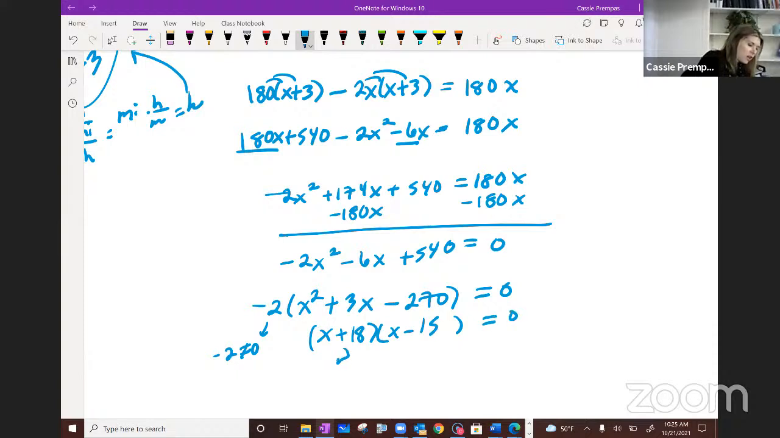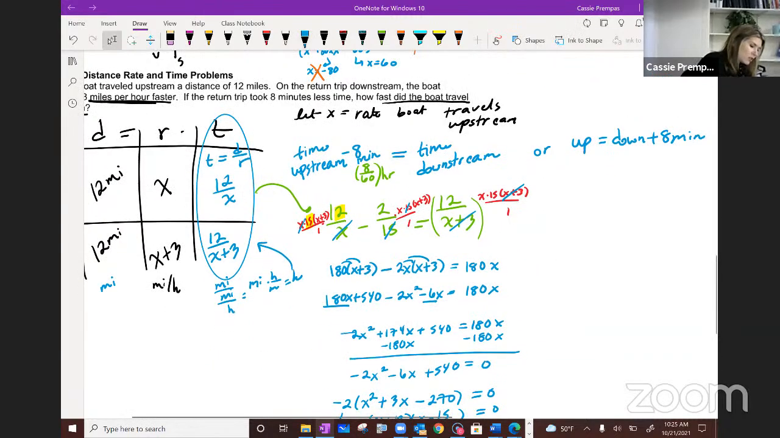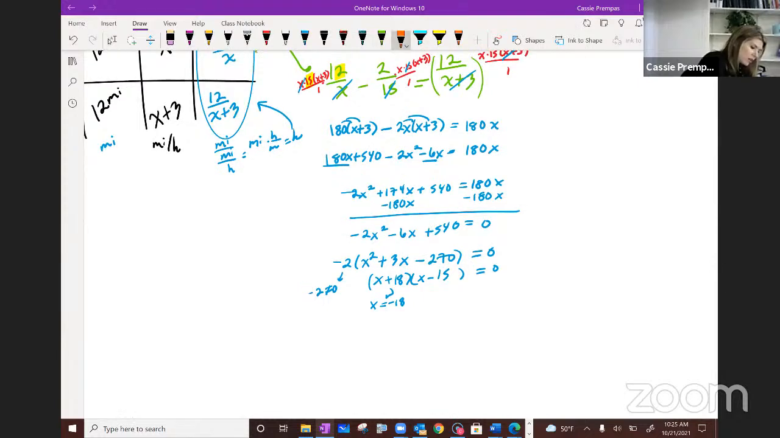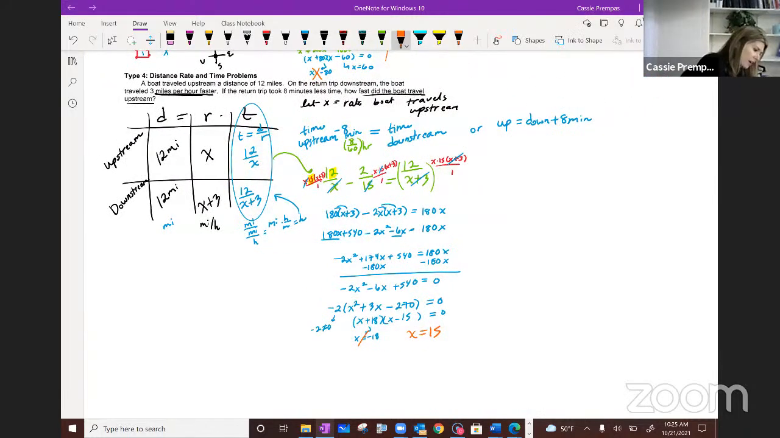If I try to see, could x equal -18? X represents the rate. So no, x could not equal -18. But could x equal 15? Oh, why, sure it could. So it says, how fast did the boat travel upstream? 15, and I want to make sure I use my units: 15 miles per hour. That's it.